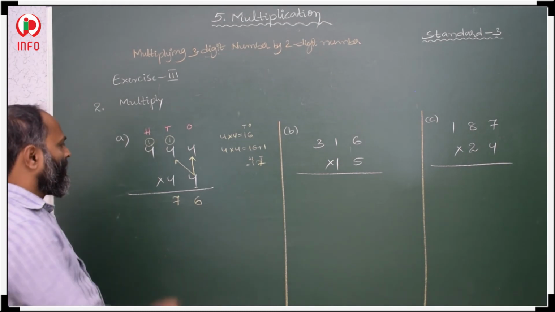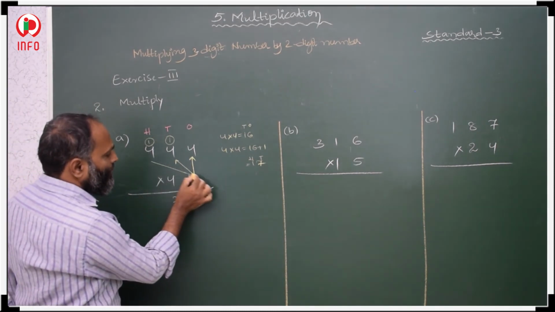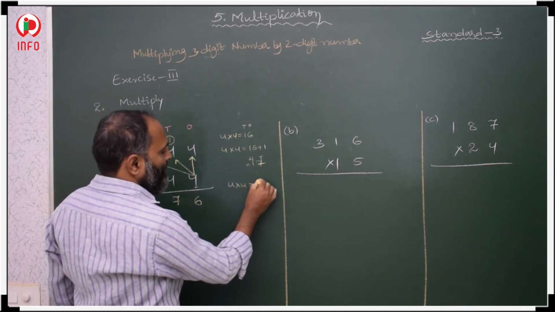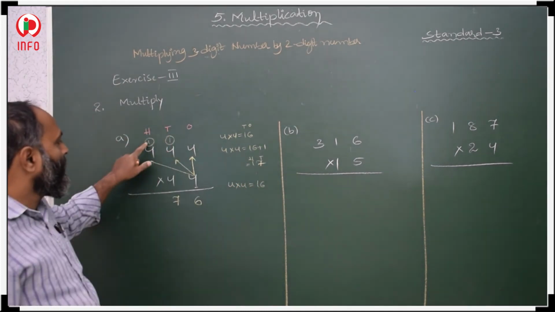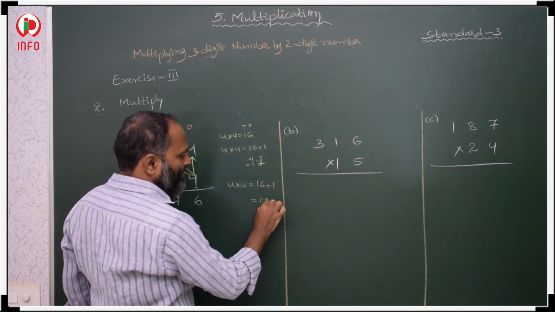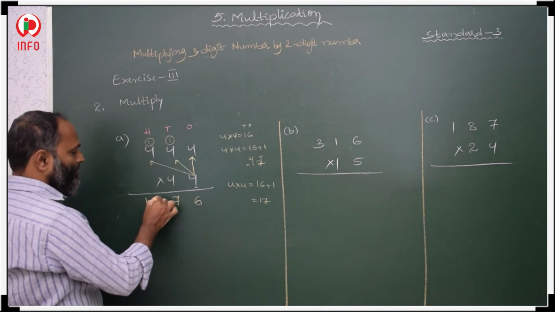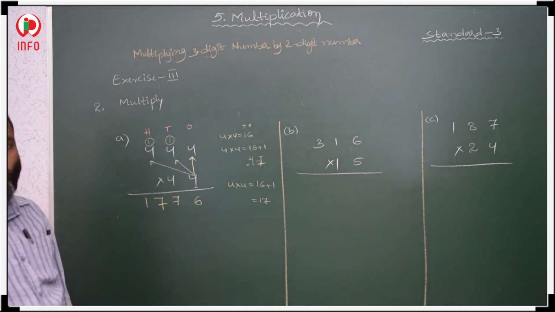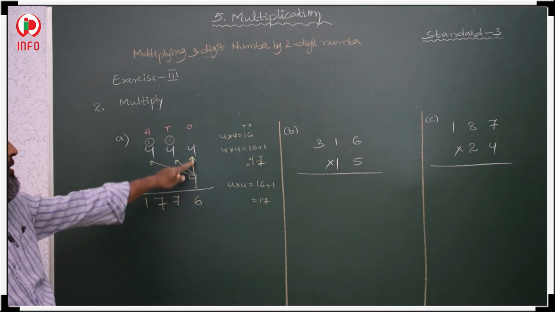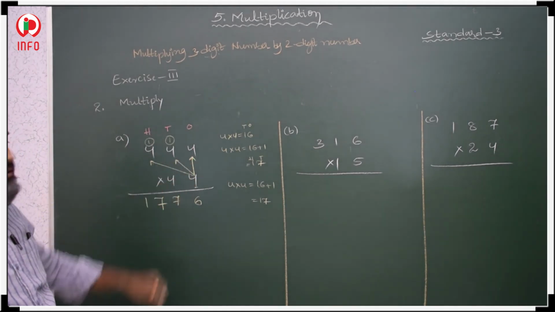Then 4 with this 4. 4 4s are again 16. So what is the carry over? Plus 1. 16 plus 1, 17. That complete we have to write. Then ones place. In ones place we have 4. 4 with 4 is over.